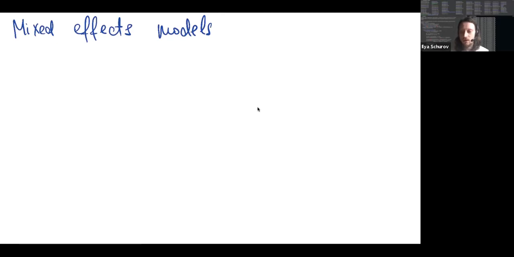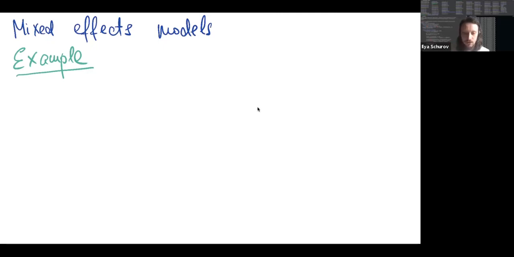And to discuss what these random effects are and why we need them, let us consider a regression model, a very simple one, and that is actually equivalent to a t-test. Let me consider an example. Assume that I'm interested in some differences between two groups of people.